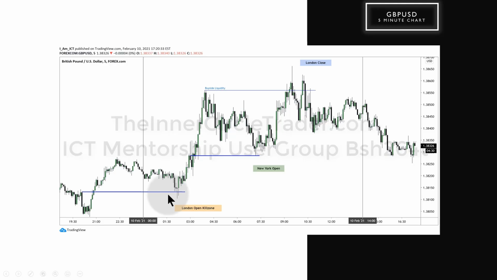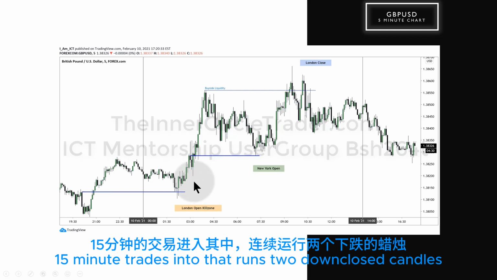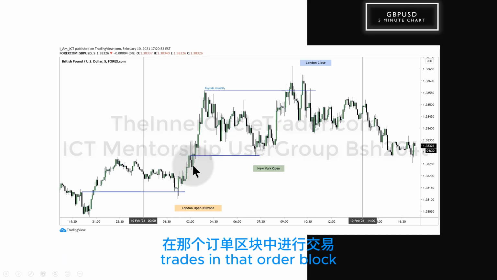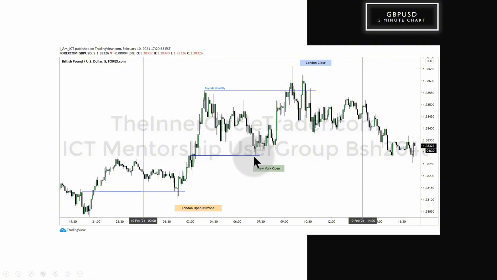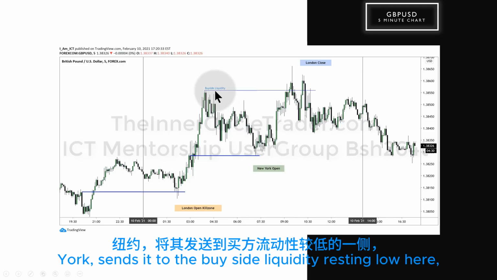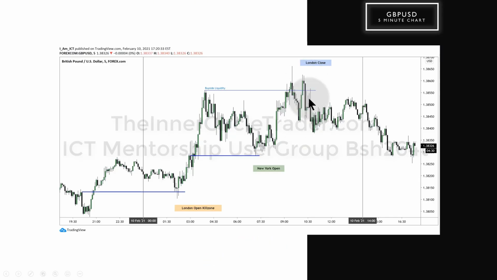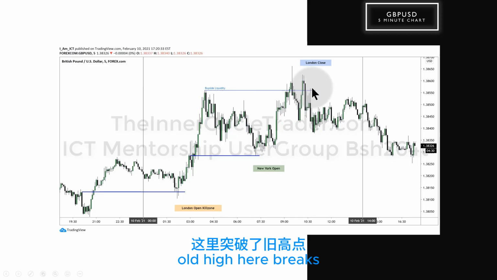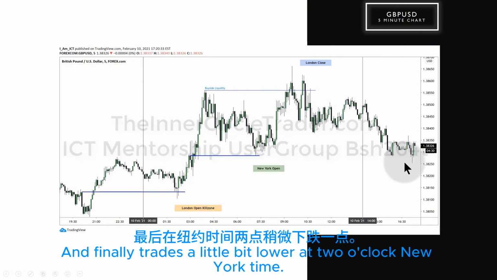Trades into it here, into the imbalance. You can see that on the higher time frame 15-minute, trades into that, runs, 2 down close candles, trades in that order block, reclaimed order block here, small little optimal trade entry in New York, sends it to the buy side liquidity resting above here, sweeps it one more time, breaks lower, bearish order block, old high here, breaks and goes into consolidation and finally trades a little bit lower after 2 o'clock New York time.